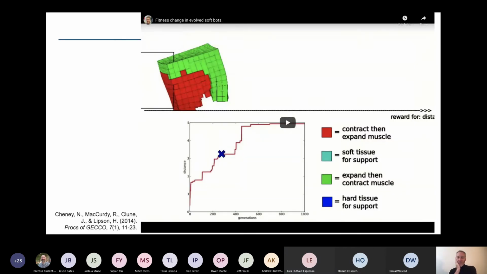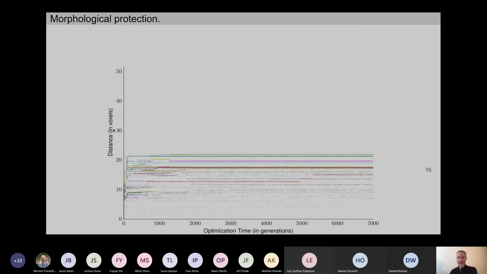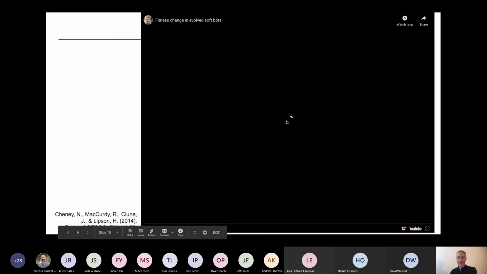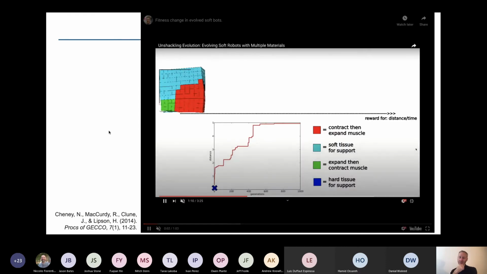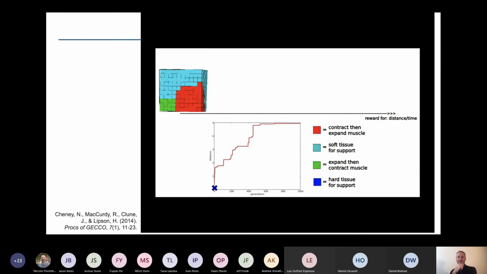Okay, so moving ahead, back in 2014, Nick Cheney, who's now here on the faculty in computer science, did his PhD with Hod Lipson at Cornell. And at that time, Hod's group was finishing their soft-bodied simulator, this VoxCAD simulator. So Nick connected an evolutionary algorithm to the VoxCAD simulator, and the result is what you see here.